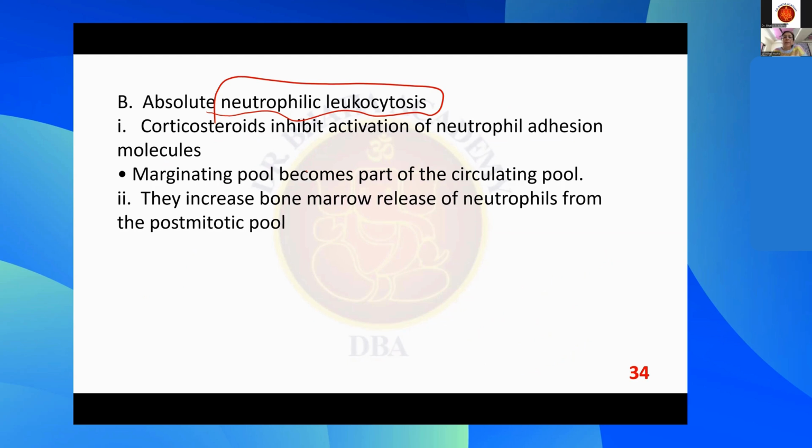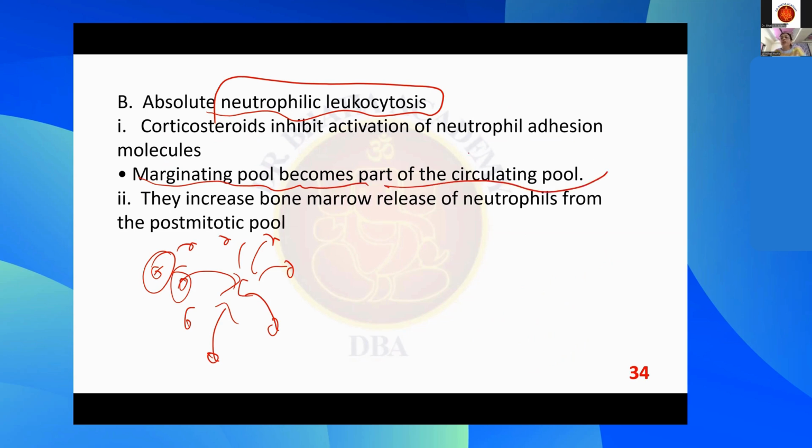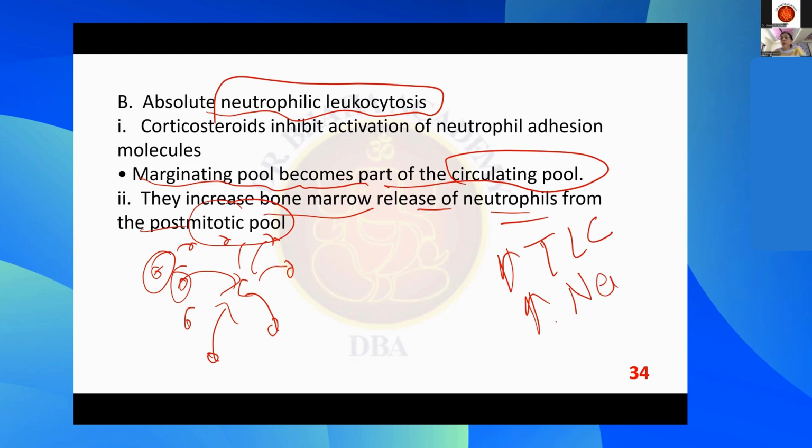And why does that happen? Because they bring all the neutrophils which were adhered. They stop margination and bring all adhered leukocytes into the circulation. So the marginating pool becomes part of the circulating pool. There is also increased bone marrow release of neutrophils from the post-mitotic pool. So there is increased TLC, increased absolute neutrophil count, but decreased lymphos, monos, and basophils.